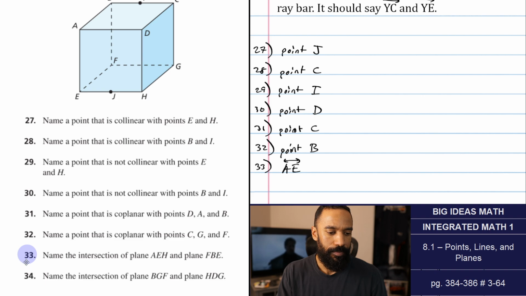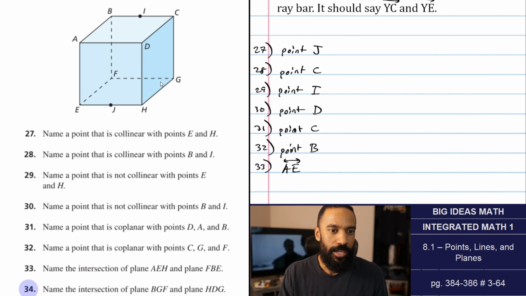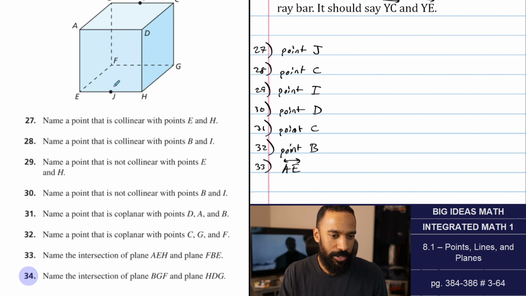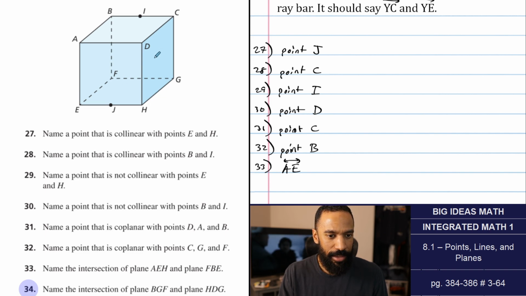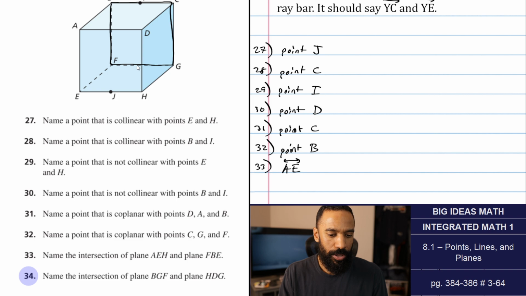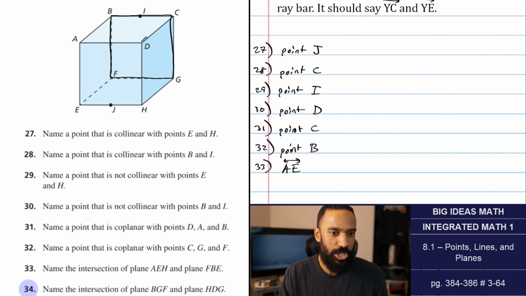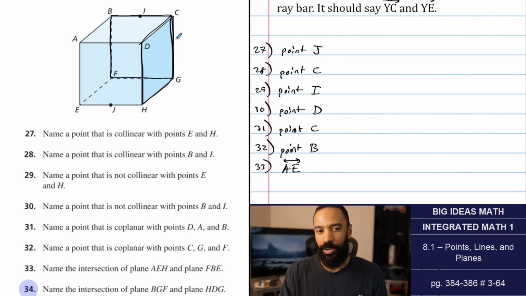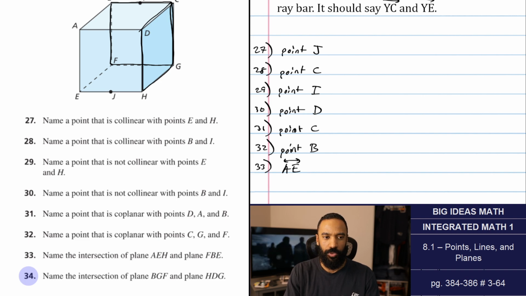Number 34. Name the intersection of plane BGF and plane HDG. So the same thing, it's going to be a line as long as they do intersect. Plane BGF right here represents this plane. And again, it's more than just that, but I'm just drawing that. Plane HDG is, here's D, here's H, here's G. So it looks like this line CG or GC right here is the intersection of those two planes. So line CG.